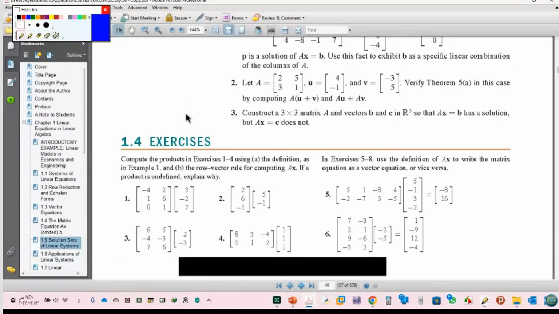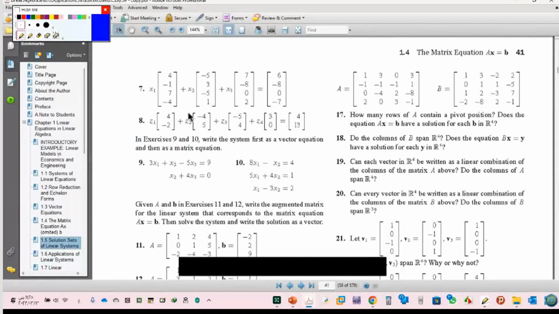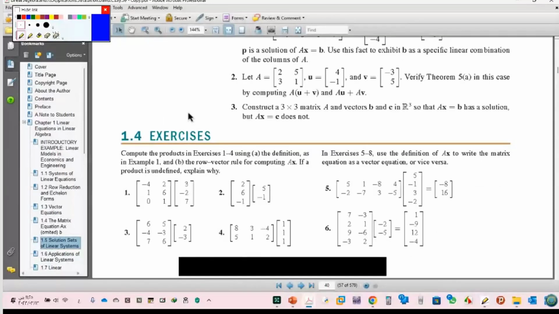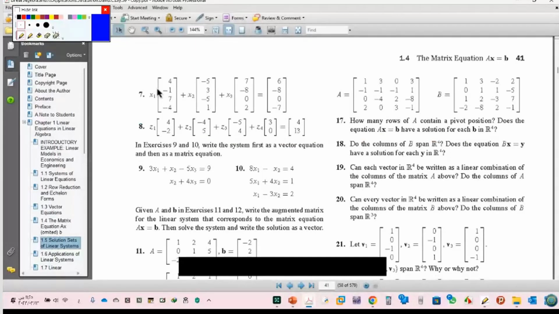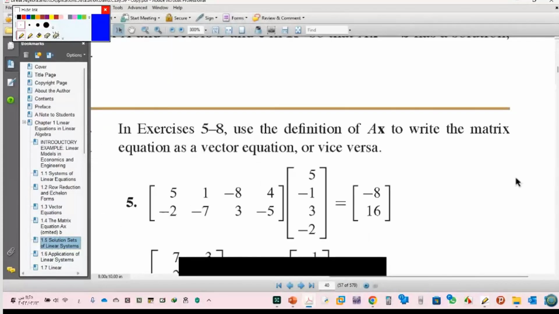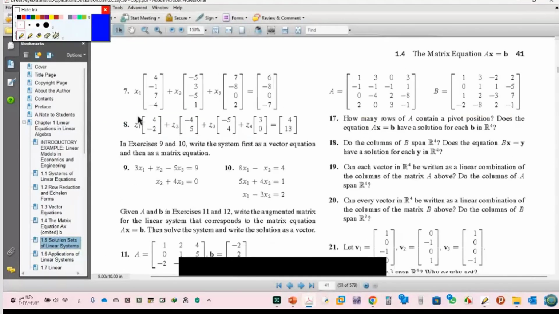Exercises 1, 2, 3, 4, 5, 6 are cancelled. Leave this one for later. Now I start with 7. In exercise 7, you are asked to write the matrix as a vector. Should I solve? No. Just write a matrix as a vector, as I explained before.